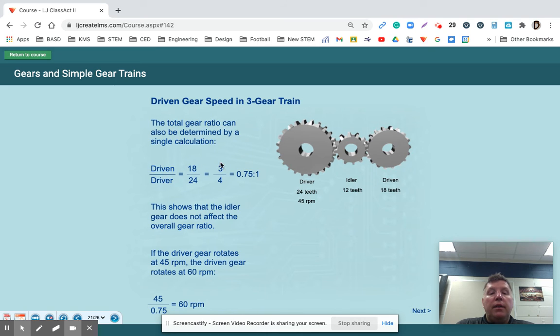This is the math behind it. But as you can observe, this driver gear, because it's larger than the driven gear, is going to push this driven gear to go faster.